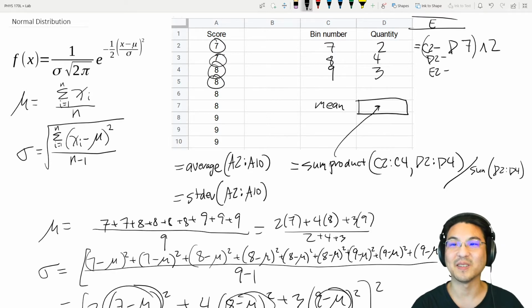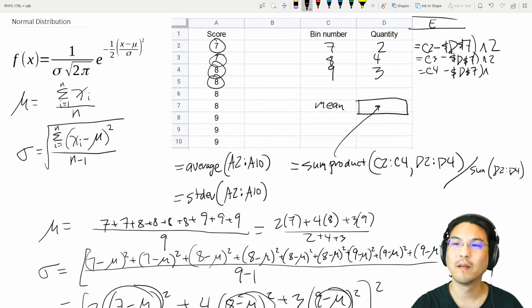This will change to C3, C4. But then this will change to D8, D9. That's not what I want. I want to keep this cell. So to lock the cell on your keyboard, you press F4 when you enter D7, and it puts little dollar signs here. Or you can type it manually. And then that way, it's always using this cell for the mean.